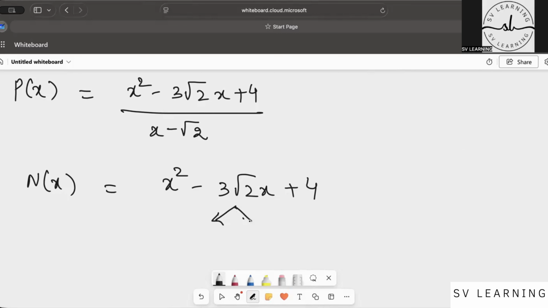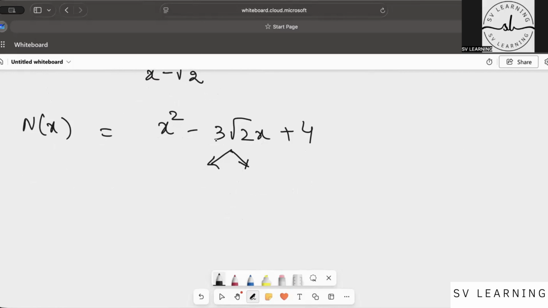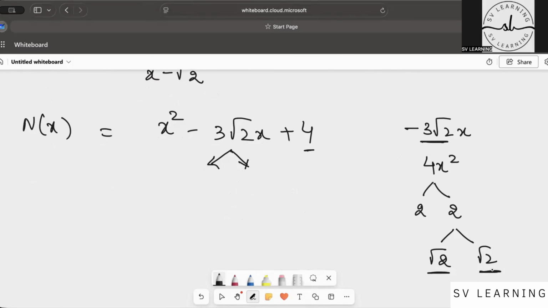So to middle term split this expression, I need two numbers which upon adding give me minus 3 root 2x, and when I multiply them, I should get 4x square. So basically 4 here can be considered as made up of 2 and 2, and 2 can further be looked at as root 2 into root 2. Since the middle term has root 2, I need factors which have root 2, because I can only add or subtract like terms with root 2. So the factors can be minus 2 root 2x minus root 2x plus 4.